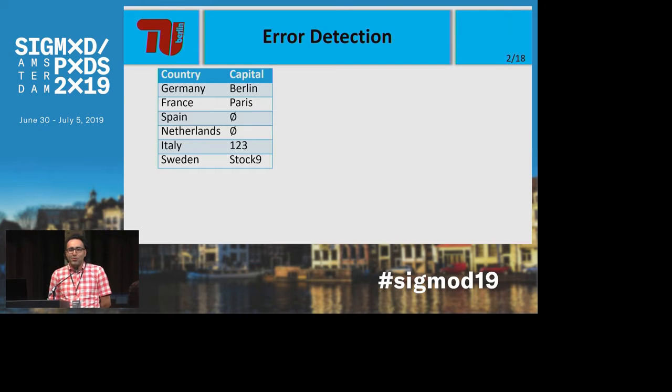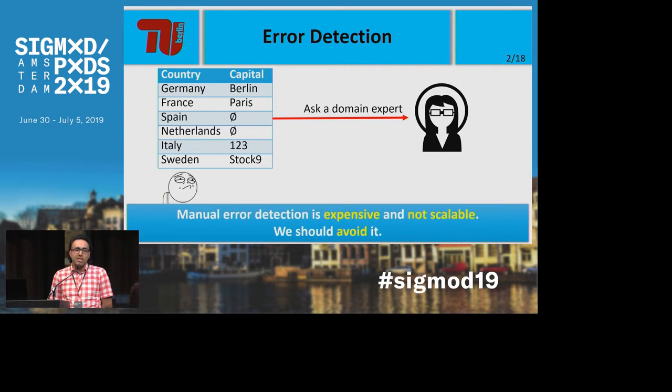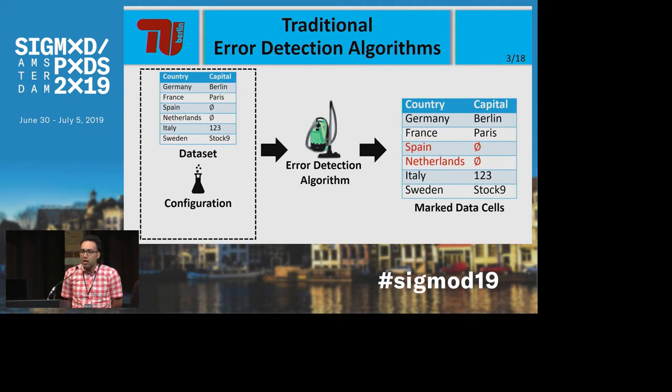So one way to do this task would be asking a domain expert. In this naive approach, we ask a domain expert to evaluate our data set and identify the dirty values. But as you can imagine, this task would be tedious, and it is not scalable for large data sets. So that's why the main goal of our system is to reduce the human involvement. There are also other approaches to detect data errors.